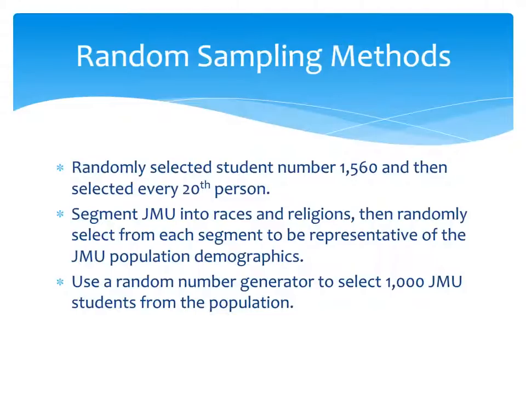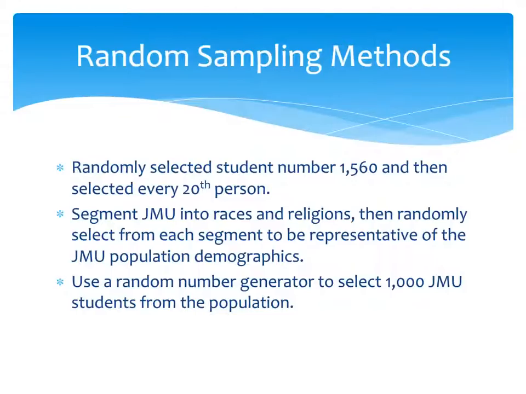All right, bullet point 2. JMU students are my population again. I'm going to segment JMU into races and religions. And then I'm going to randomly select from each segment, meaning each set of races and religions, to be representative of the JMU population demographics. What type of random sampling method would that be? If you said stratified, you are correct.